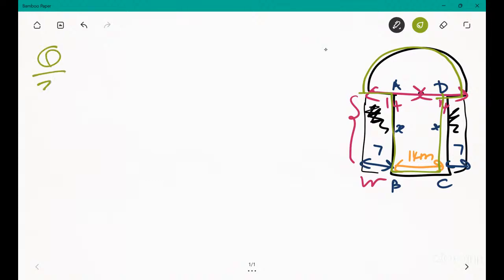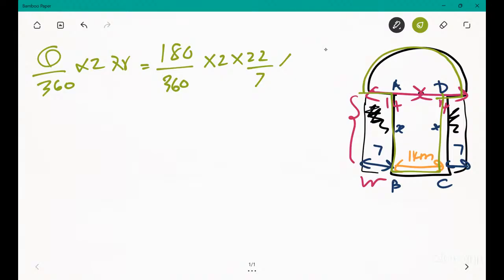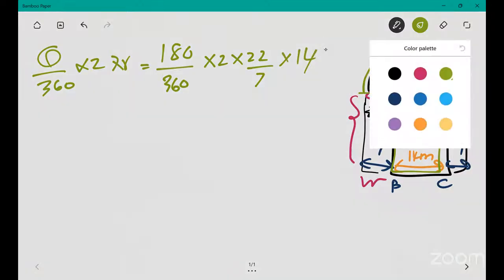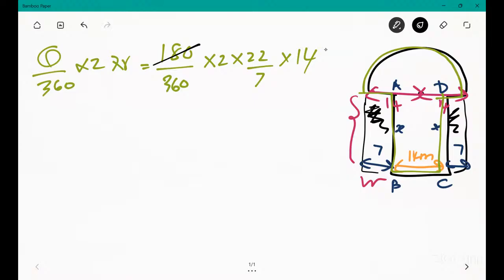So theta over 360 into 2 pi r. So you can again write it as 180 over 360 into 2 into 22 over 7 into r, which is 14. So here you can simplify, and then you will get your answer as 44 meters. So that's the perimeter of the semicircle. So now you can easily find the perimeter of the entire bed.